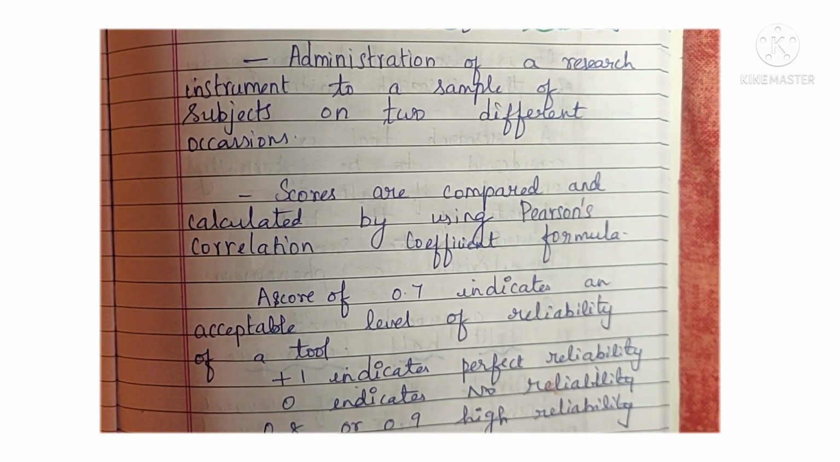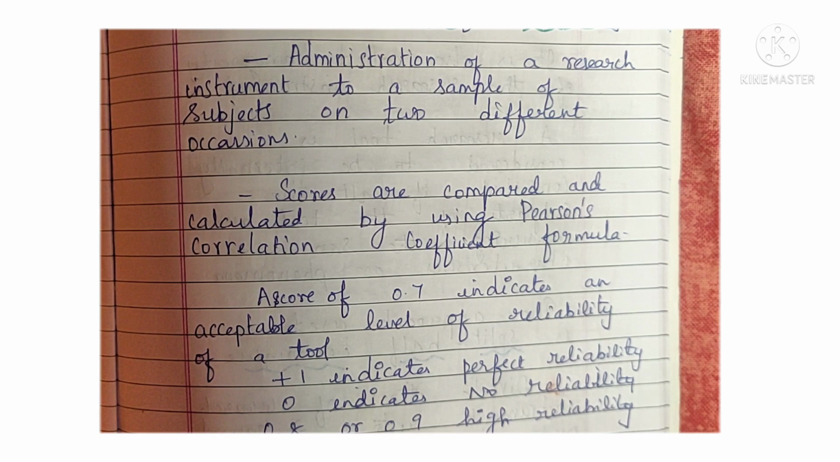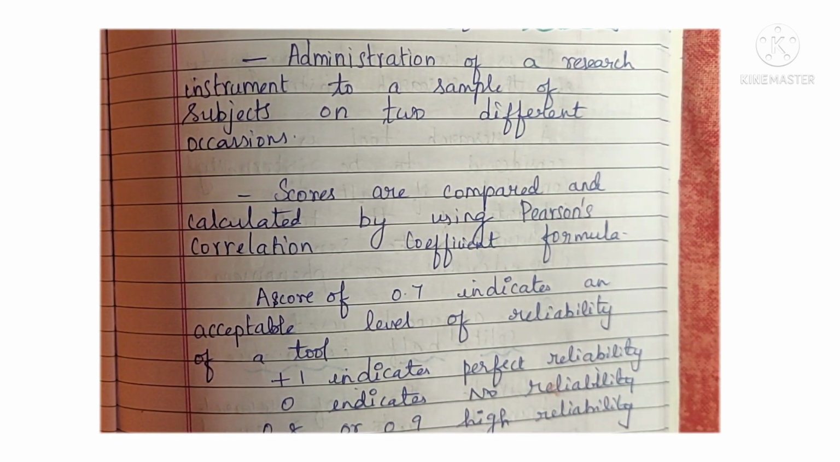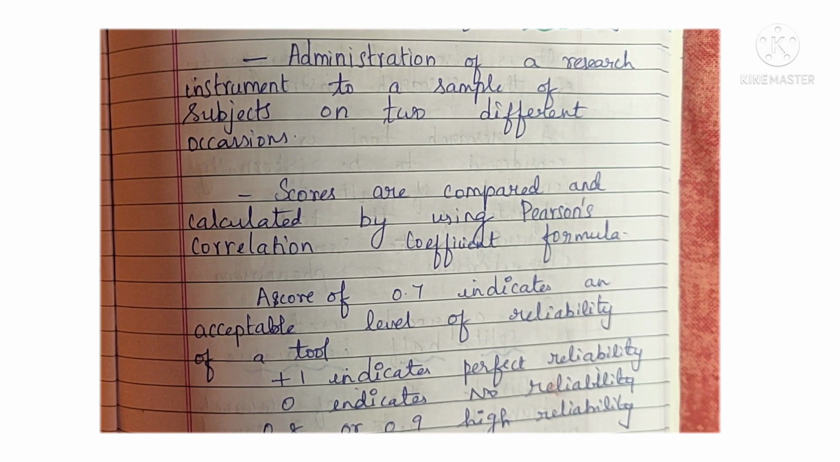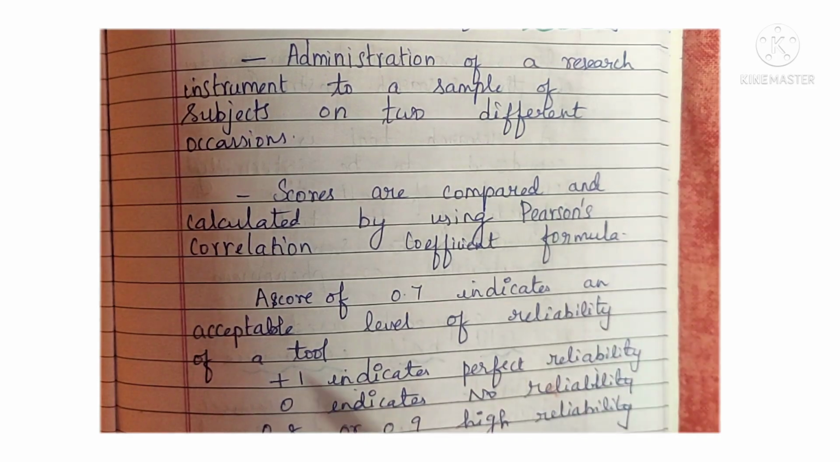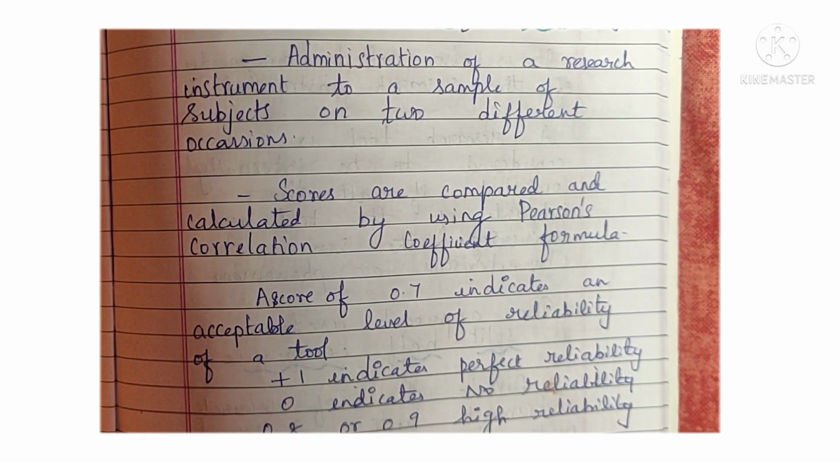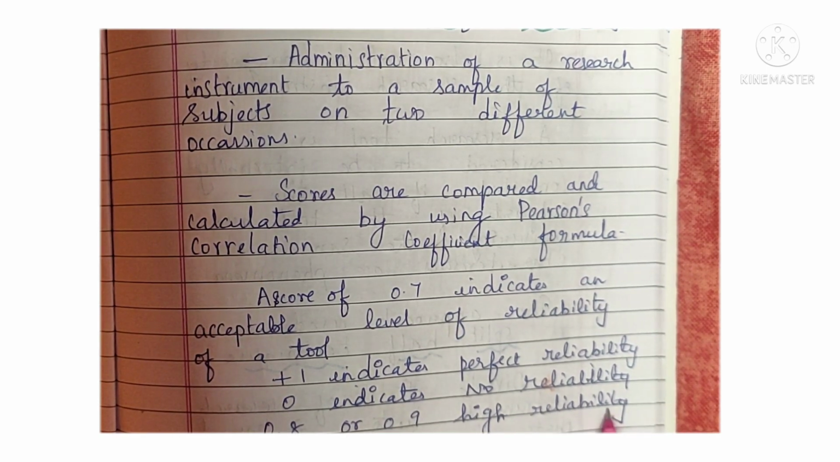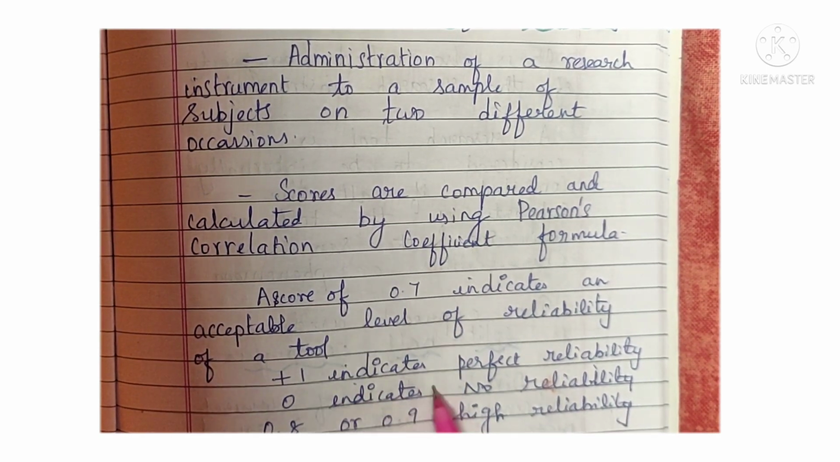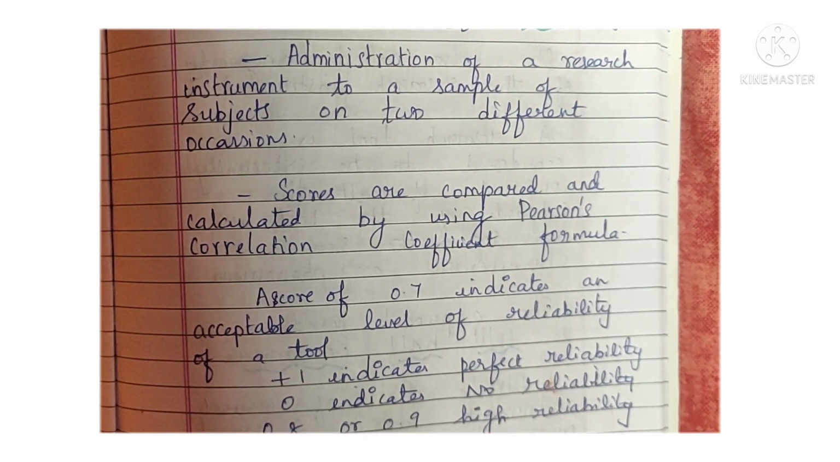When you get R, if the R value is 0.7, it indicates an acceptable level of correlation. If the R value is 1, it is perfect correlation. If the R value is 0, there is no correlation. If the R value is 0.8 or 0.9, it is high positive correlation. So 0.7 is an acceptable level, 0.8 or 0.9 is high reliability, +1 indicates perfect reliability, whereas 0 indicates no reliability.